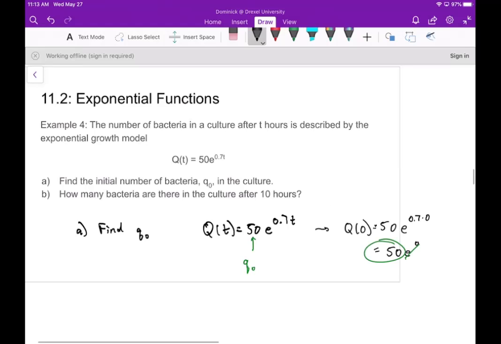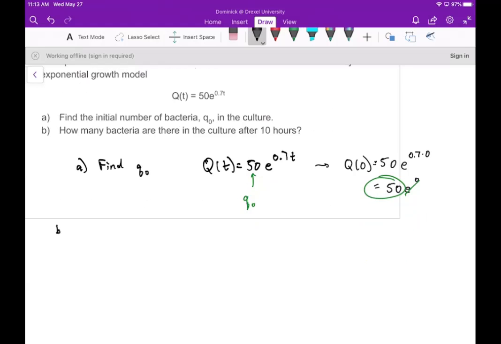Now in part B, we want to know how much is in there after 10 hours. Well, 10 hours represents time, so we're going to have t is equal to 10, right? Because t is our time. So we just want to find q of 10. If I'm finding q of 10, I need to do 50 times e to the 0.7 times 10, which is 50 times e to the 7th, right?